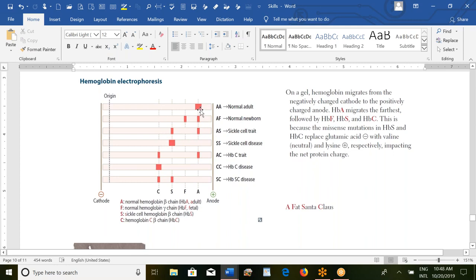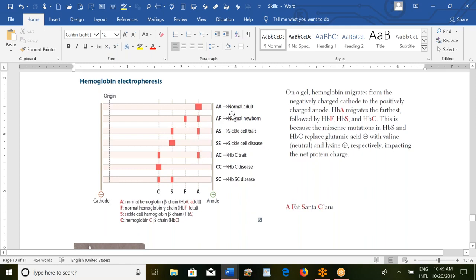So that's why whenever you see something here, it means that this band contains adult hemoglobin. It is followed by hemoglobin F and then hemoglobin S and hemoglobin C, which will stay close to the cathode. Don't go into details.